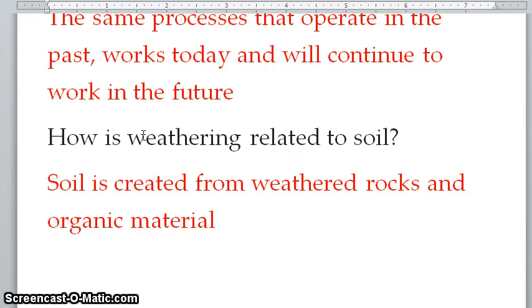And that would mix in with organic matter, leaf litter, dying plants, anything that would then give that surface a little bit of biology or organic material, life.